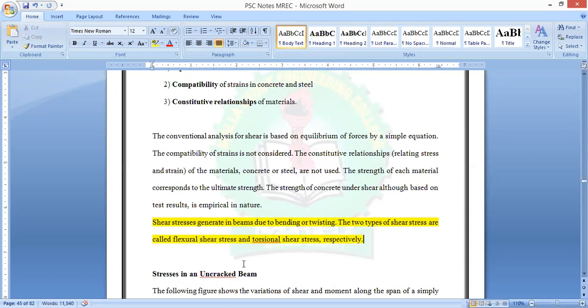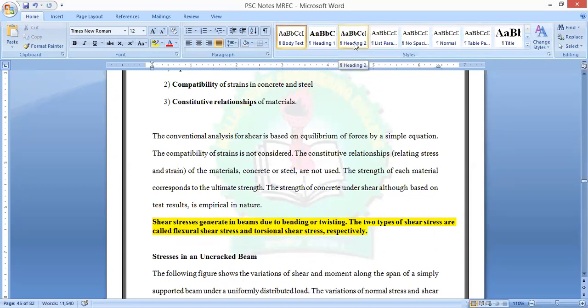I think in your strength of materials, you already did one test called torsion, right? In torsion, what mechanical property are you going to calculate? Which is shear modulus, isn't it? So when a member is subject to twist, the member will have shear in its circumference. So shear stresses always generate when a beam bends or when a beam twists. These are the two types of shear stresses, called flexural shear stress and torsional shear stress, based on their behavior.